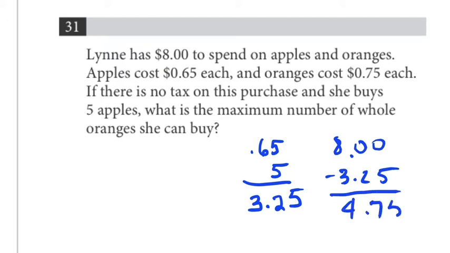And how many oranges can you buy for $4.75? Well, each orange is 75 cents. So we would just divide 75 into 475, and just do that on your calculator. And you will get 6.33333. Therefore, since you can't buy part of an orange, the maximum number would be 6 oranges.